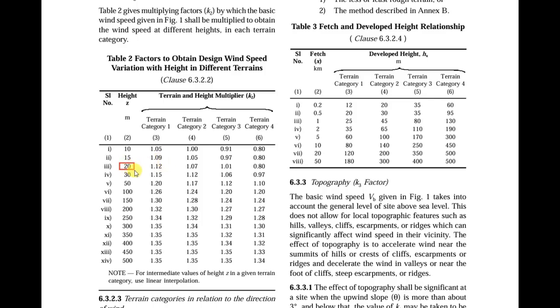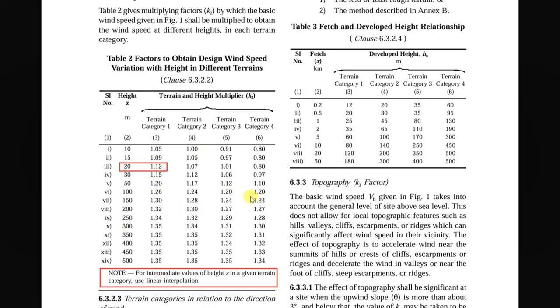For example, if 20 meter is your height and your building falls under terrain category 1, you have to take the multiplier value as 1.12. In the same manner, for other heights and other terrain categories, you can take the K2 factor values. All the building heights will differ. So for intermediate values of height, we have to use the linear interpolation to get the multiplier values.